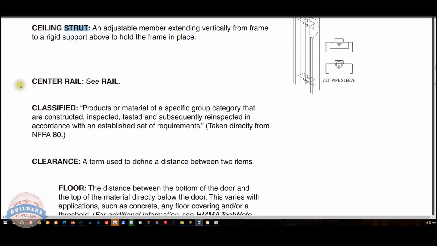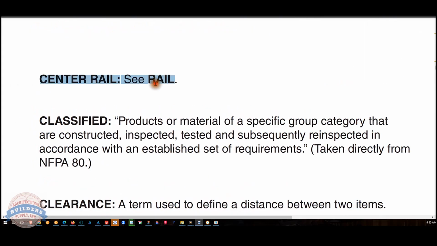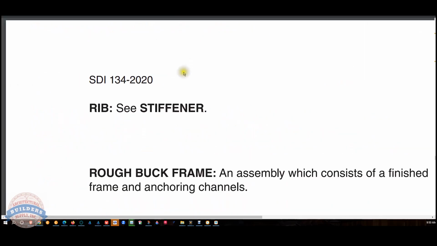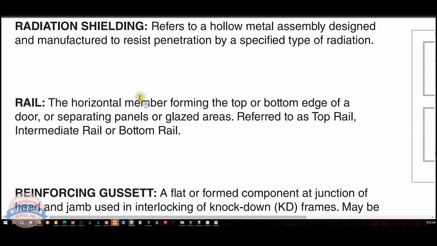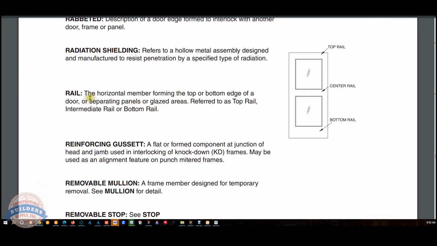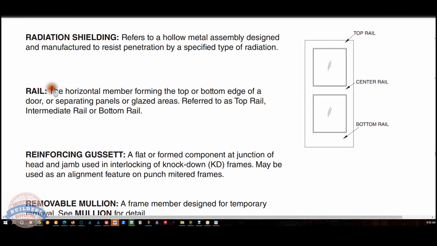Okay, so here's the glossary. Center rail, C rail. So let's get down to the alphabetical section where rail is going to, here we go. So rail, the horizontal member forming the top or bottom edge of a door. A top rail and a bottom rail. Or separating panels or glazed areas.